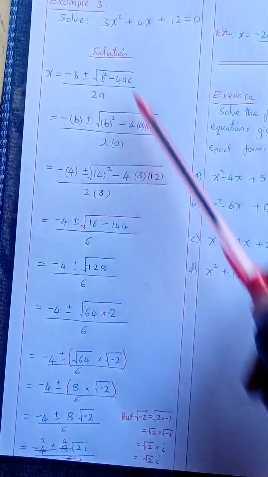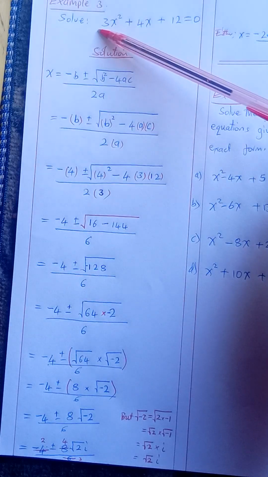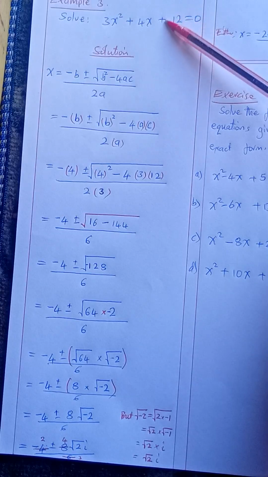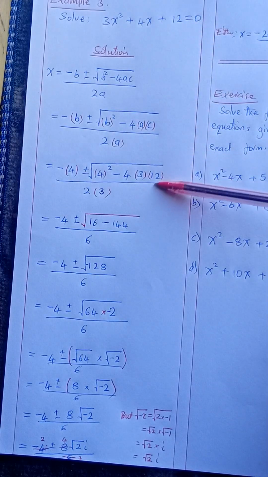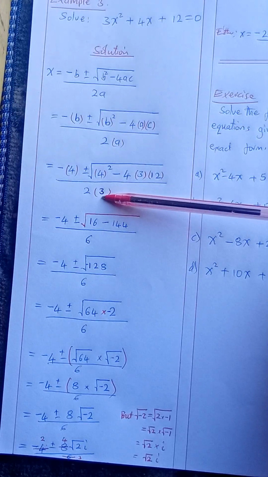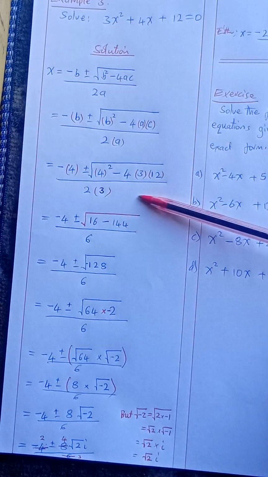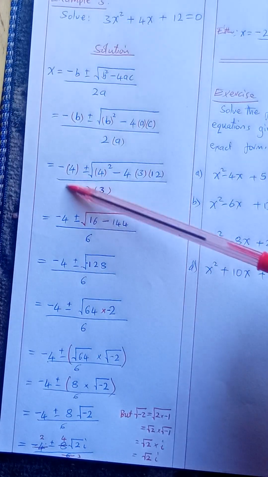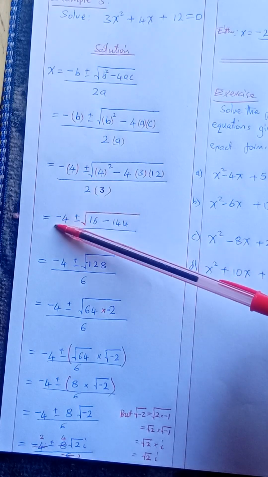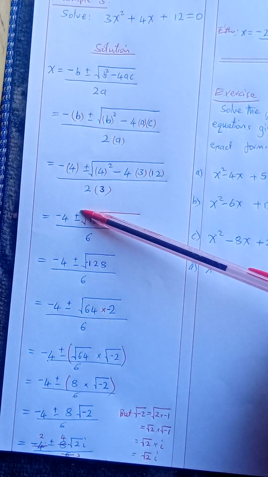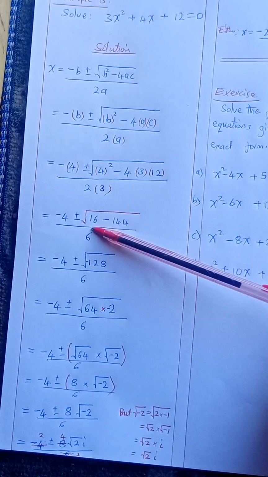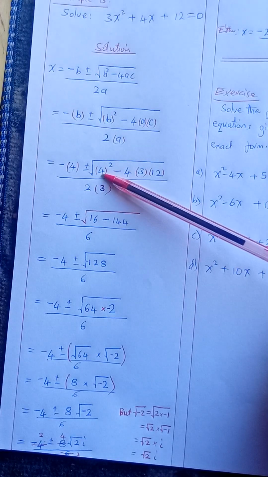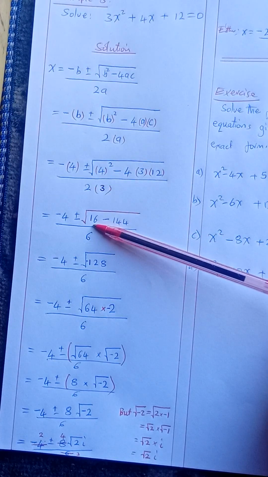Our a is 3 according to this equation. It is here. We substitute here. So our c, which is the constant term, is positive 12. We substitute here. Then the denominator here is 3, which is a. We substitute. Then we simplify while opening the bracket at the same time. So here we have negative times positive, we get negative 4. Here we have plus or minus the square root of 16 minus 144, because here 4 times 4, which is 4 squared, is the same as 16.